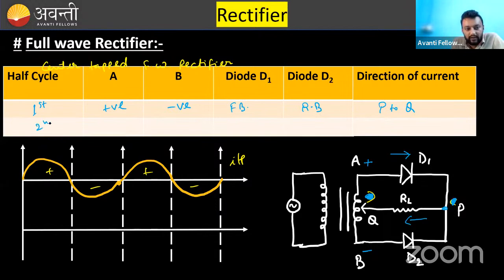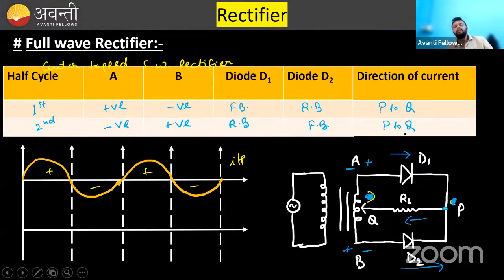In the second half cycle, what will happen? A will become negative, B will become positive. And if A is negative, then D1 will be reverse biased. This is very simple situation. And this time D2 is forward biased. Again, current starts from this direction, reaches the point P, will not go towards A. Why will it not go towards A? Because this is an open switch. So it will go again from P to Q. That means in both the positive and negative cycles, current is along the same direction.